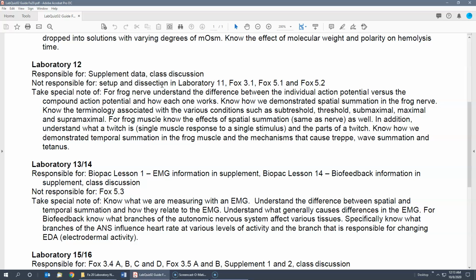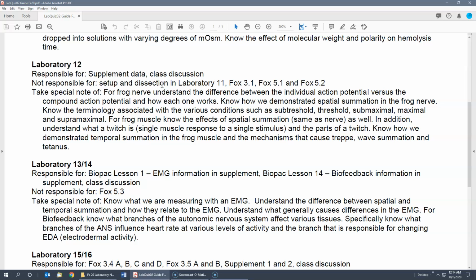But you don't have to study this particularly. So you should understand the difference between individual action potentials and compound action potentials and how each one works. An individual action potential happens in a neuron, while a compound action potential happens in the nerve, and it's the sum of all the active individual action potentials. Know the spatial summation of the frog nerve, what we did there.